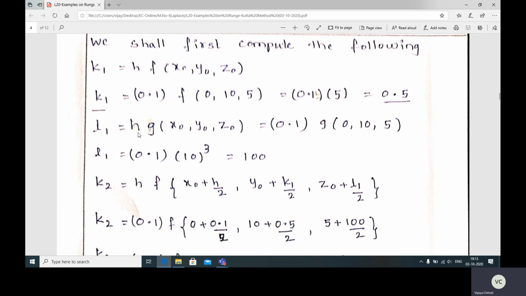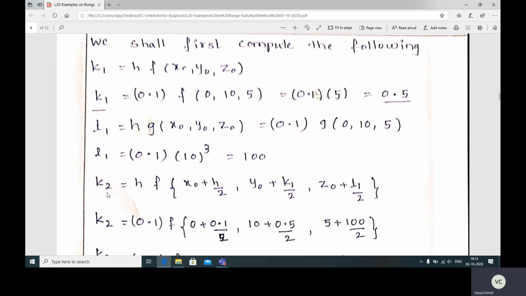Now find L1. L1 is equal to h into g of x naught, y naught, z naught. So h is 0.1, and g is a function with x naught 0, y naught 10, and z naught 5. G of x, y, z is y cube, and y is 10, so 10 cube. 0.1 into 10 cube, multiplying these two, we get 100.